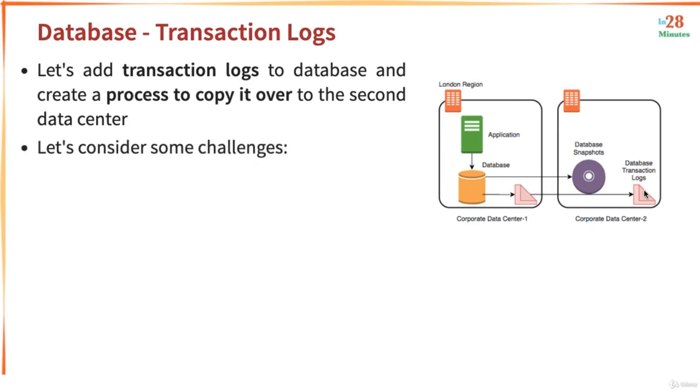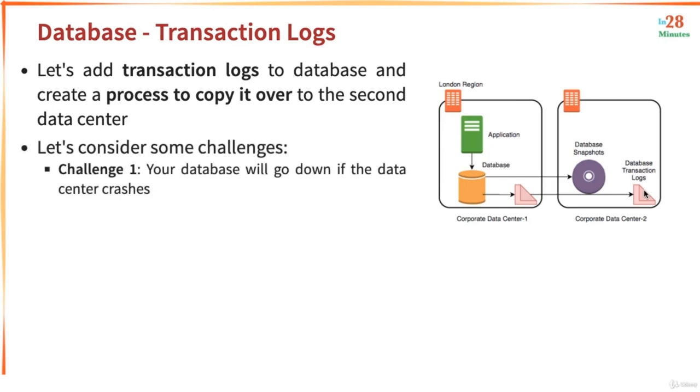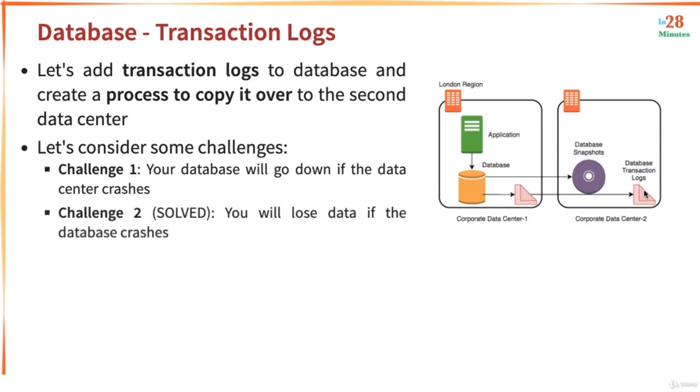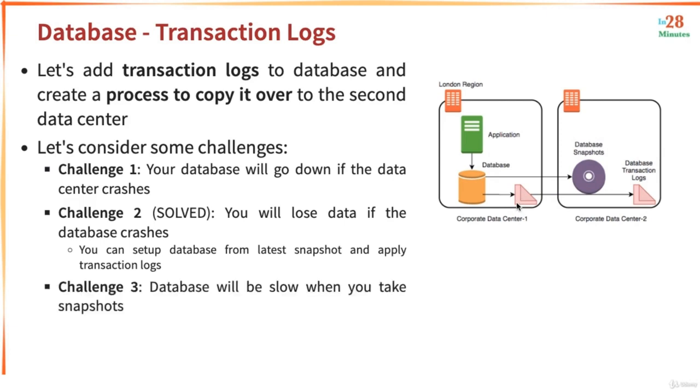Now let's consider the challenges again. What's happening? Challenge 1, your database will go down if the data center crashes. Remains. Challenge 2, you will lose data if the database crashes. It is solved. Because if this database crashes, I would have almost up to the point's data when I combine the snapshot with the transaction logs. You can set up the database from the latest snapshot and then apply the transaction logs. Challenge 3 still remains. Database will be slow when we take snapshots.